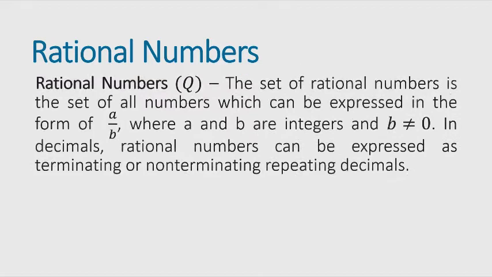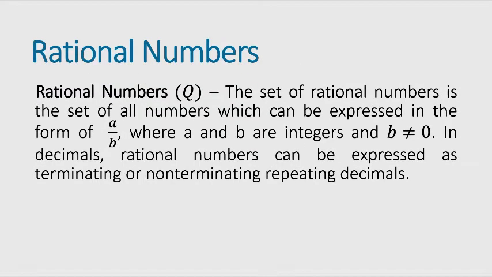Then we have the rational numbers. Rational numbers is a set of all numbers which can be expressed in the form of a over b, where a and b are integers and b is not equal to 0. In decimals, rational numbers can be expressed as terminating or non-terminating repeating decimals. Example, negative 5, 5 over 11, 0.4, and negative 10 over 7.